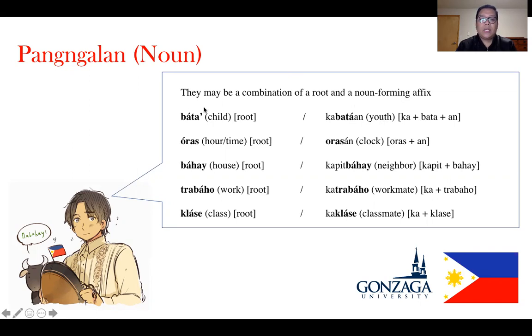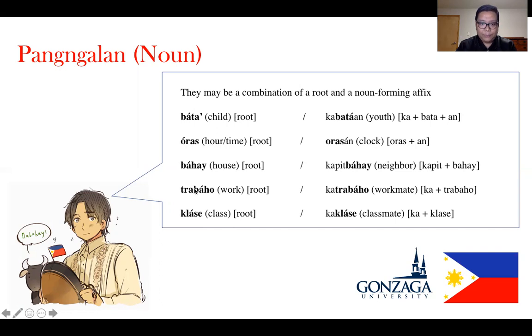Okay. Next one, oras, hour or time. So this one is the root. And then if you affix the suffix an, you say orasan, and the meaning changes to clock. Okay. Next one, bahay. It means house if it's a root. But if you affix the prefix kapit to form the word kapitbahay, it means neighbor.